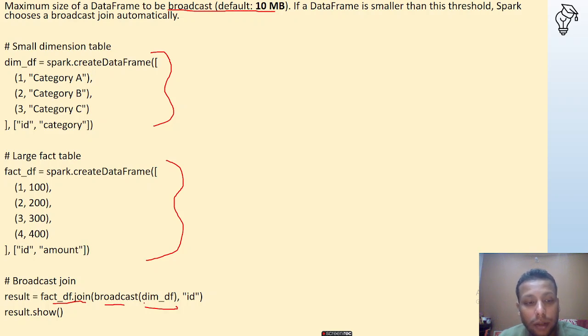So I am broadcasting the data frame, and we are joining the two data frames based on the ID, and then I display the records. It makes the query fast and the output display fast. Why? Because we made the small table a broadcast join. I hope you understand the concept of broadcast join.